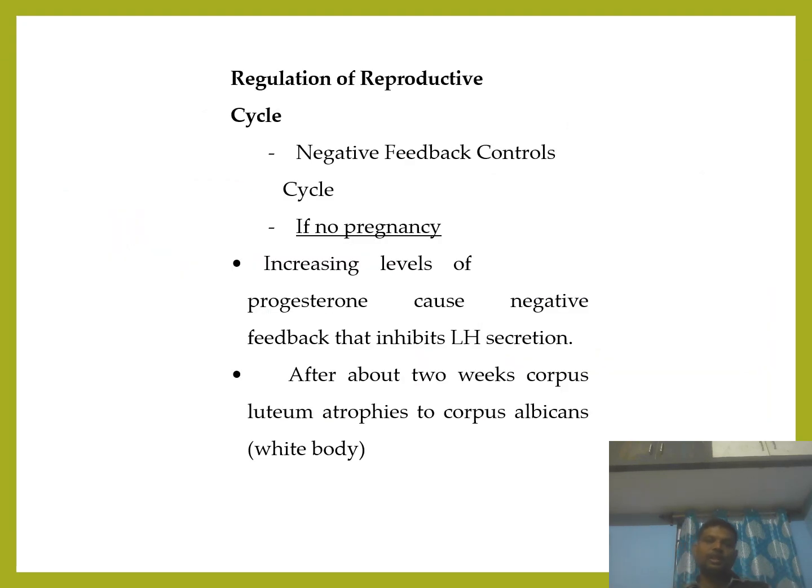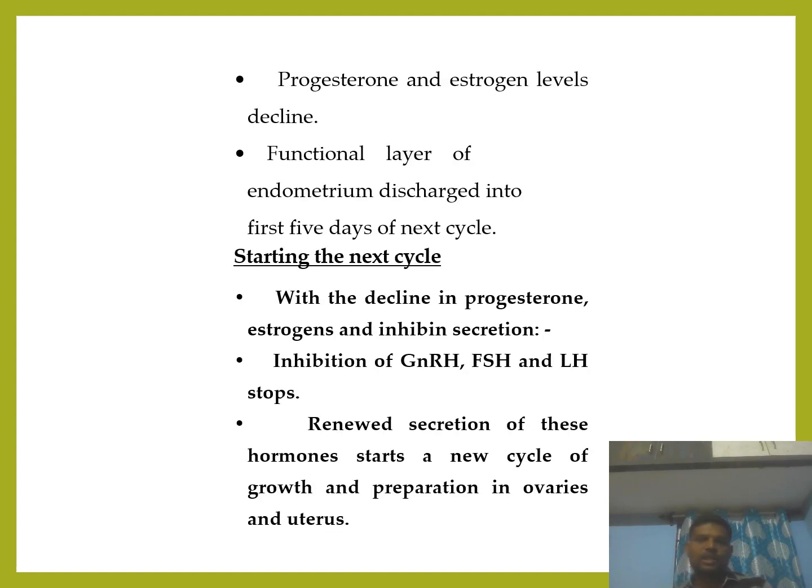So regulation of the reproductive cycle includes the negative feedback control cycle if there is no pregnancy. Increasing levels of progesterone cause negative feedback that inhibits luteinizing hormone secretion. After about 2 weeks, the corpus luteum is converted into corpus albicans. Progesterone and estrogen levels decline if there is no pregnancy. The functional layer of the endometrium is discharged in the first 5 days of the next cycle. These are all the cases when there is no pregnancy.